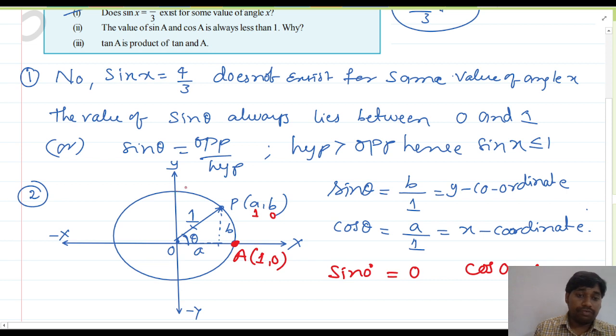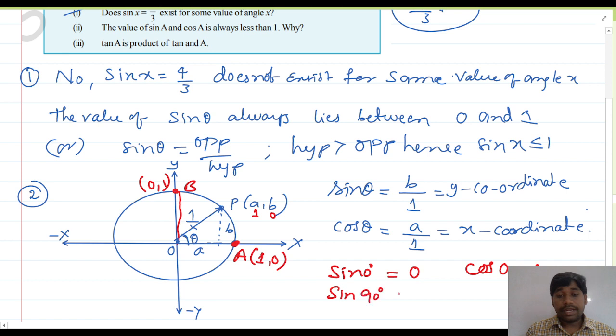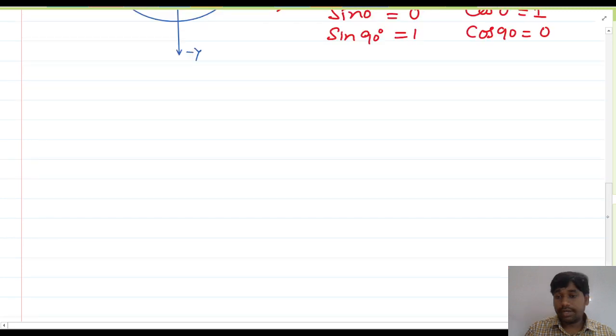At B, it is 90 degrees. At this point on the y-axis, x is 0, y is 1, because from here to here it is a 1 unit length along the y-axis. Then sin 90 degrees, the y coordinate, how much? 1. So cos 90, the x coordinate, how much? It is 0.